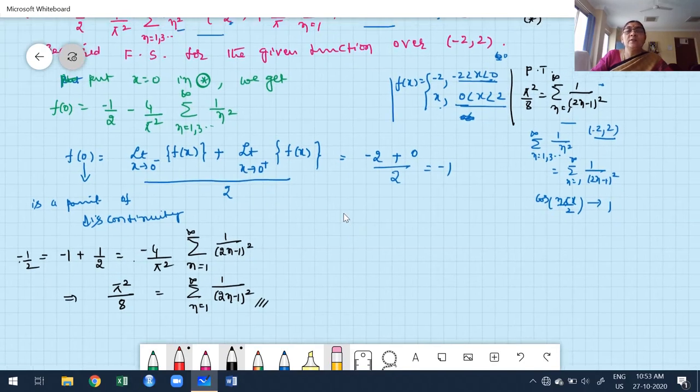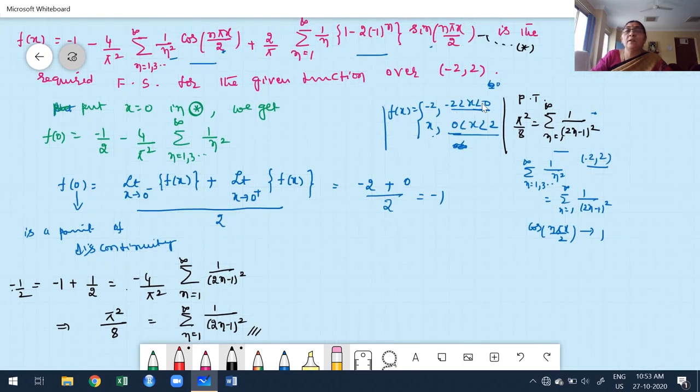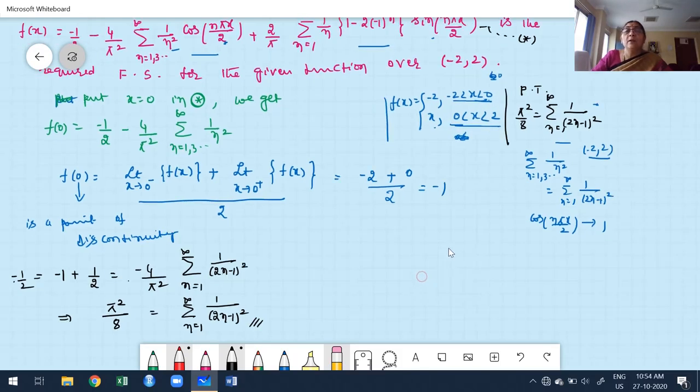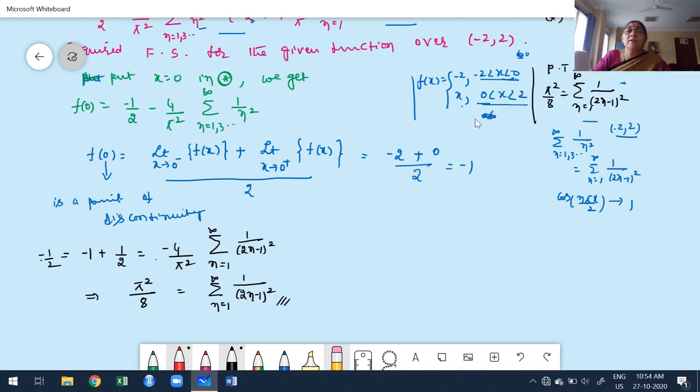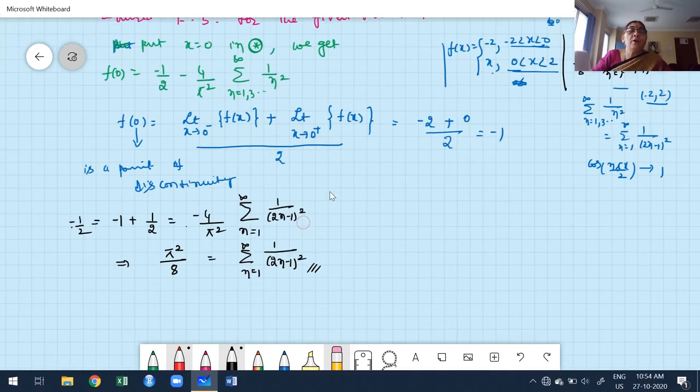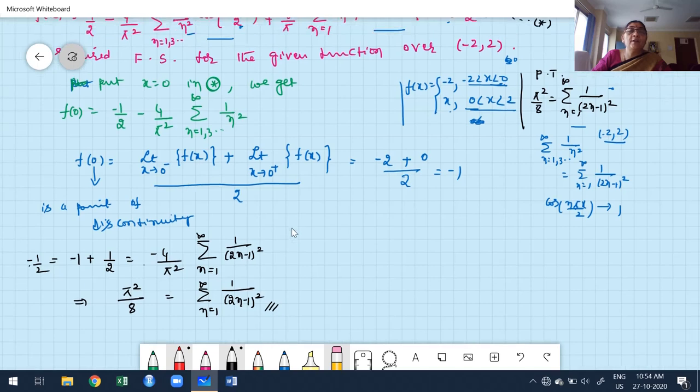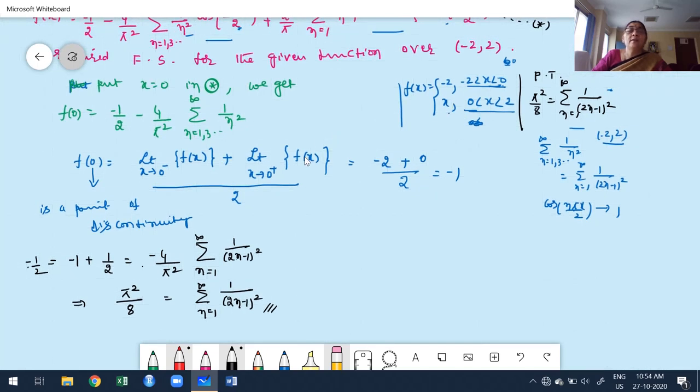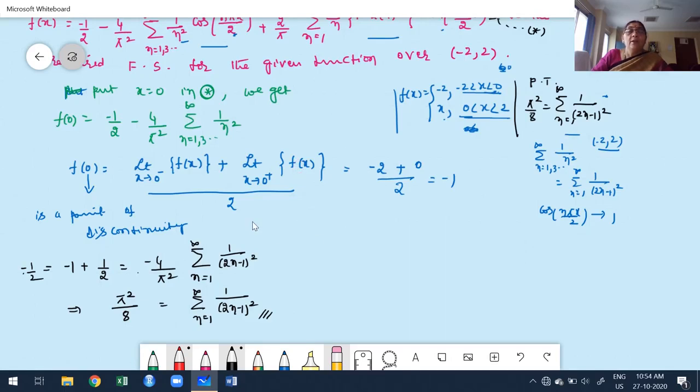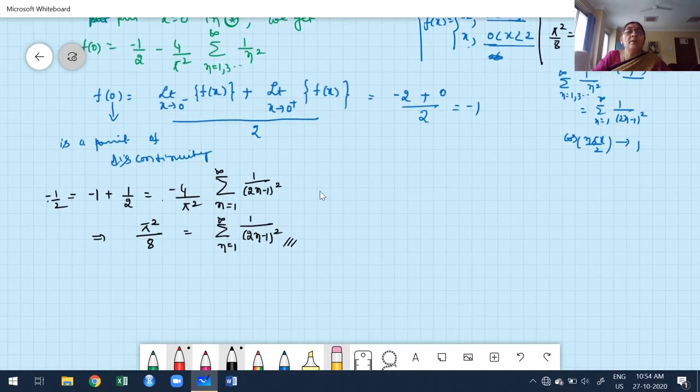But the thing is, at x equal to 0 the function is not defined. 0 is not included in the first interval or in the second interval. Therefore, such a point is considered a point of discontinuity. How do we find the value of the function at the point of discontinuity? Take the average of the left hand and right hand limits at that point. To the left of 0, meaning x less than 0, the function is minus 2, so f of 0 is minus 2 only. To the right of 0, meaning x greater than 0, the function is x; putting x equal to 0 because I want the limit at x equal to 0, we get f of 0 is minus 1.